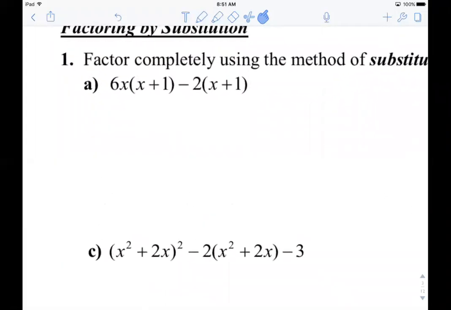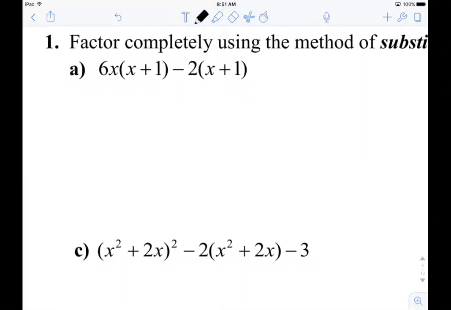So if we look at example 1a here, one thing that we might notice is that each of these two big pieces that we're dealing with, and when I say two big pieces, I mean we have this term all stuck together, and we have this term all stuck together. So each of those two big pieces have something in common. They each have this exact same bracket, x plus 1, attached to them. So we can actually make this a simpler thing to work with and a simpler thing to factor if we make our substitution based on that.